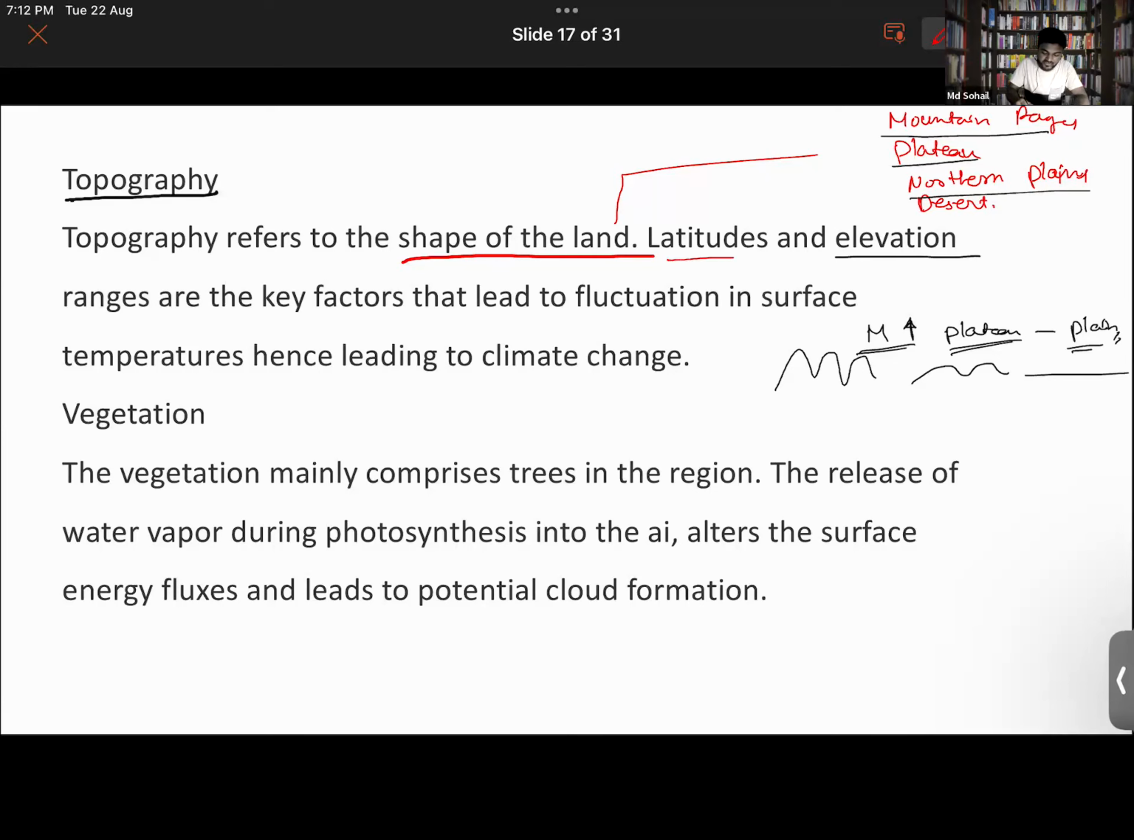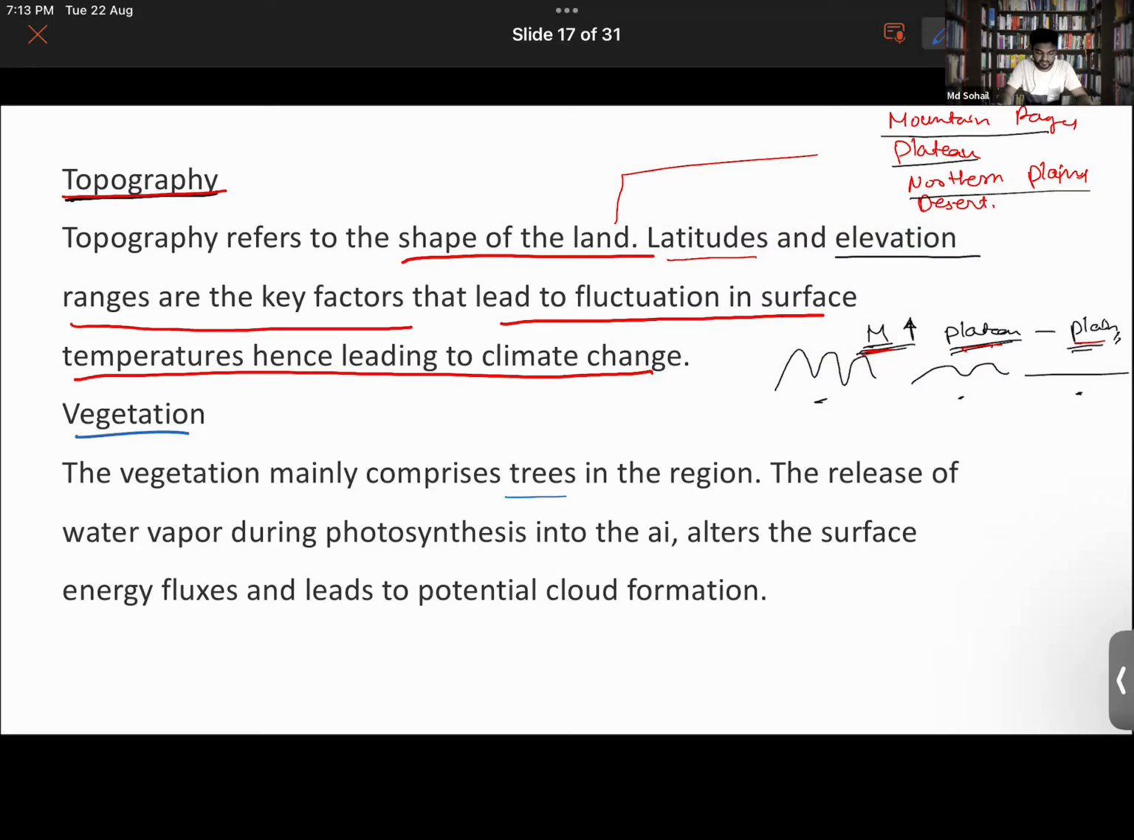Then the next thing is vegetation. So vegetation is simply the greenery in the region, whether it be trees, shrubs, herbs, etc. You see what happens during photosynthesis. There is a release of water vapor in the air. So it alters the surface energy fluxes and leads to potential cloud formation.